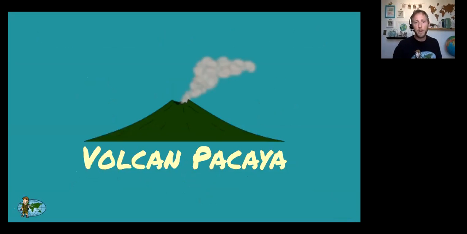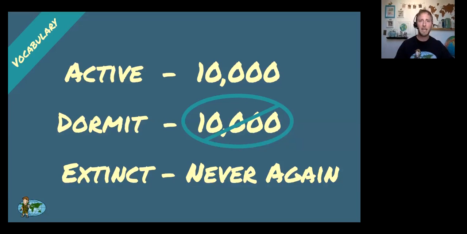All right, so we are going to visit Volcan Pacaya. If you're wondering why I write Volcan Pacaya, not Pacaya Volcano, that's because in Guatemala they speak Spanish, and this is how they write volcanoes in Espanol, Volcan Pacaya. Now, a couple more vocabulary words before we hike up this active volcano.